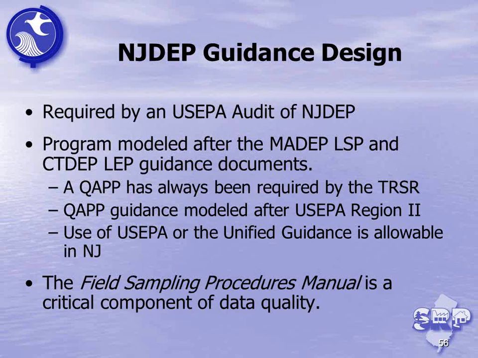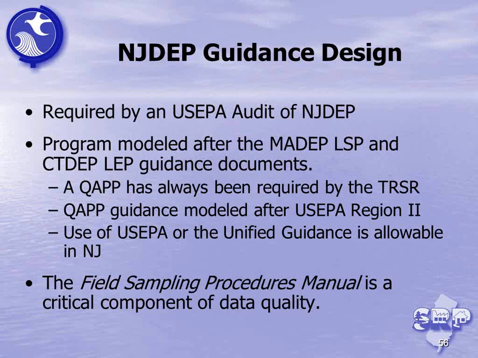But I have to point out, a QAPP has always been required by the tech rule. Go back to the very beginning in 1993. Subchapter 2 has always been there. We modeled the QAPP guidance after US EPA Region 2's guidance, which we thought was fairly concise and explained the process very well and was very usable for small to medium-sized projects, which is the majority of the work that's being handled in New Jersey.